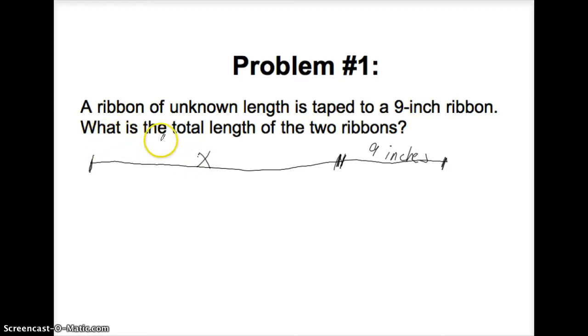So the question is asking, what is the total length of the two ribbons? The total means that you need to add, and so our total length is going to be X plus 9. Okay, please make sure you write this down. If you need to pause or re-watch this, please do. Here's the next problem.